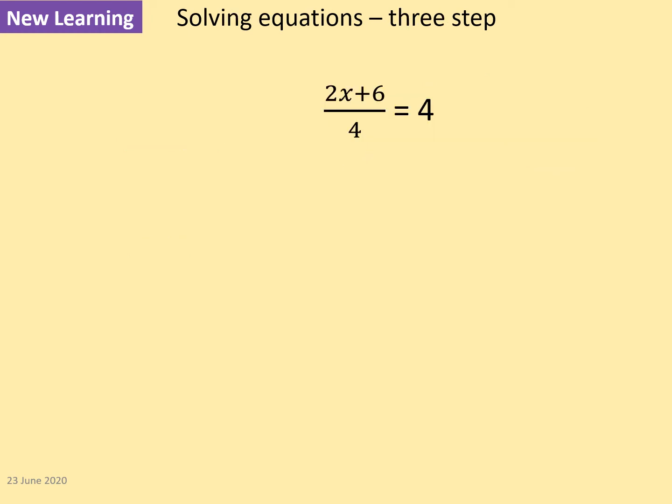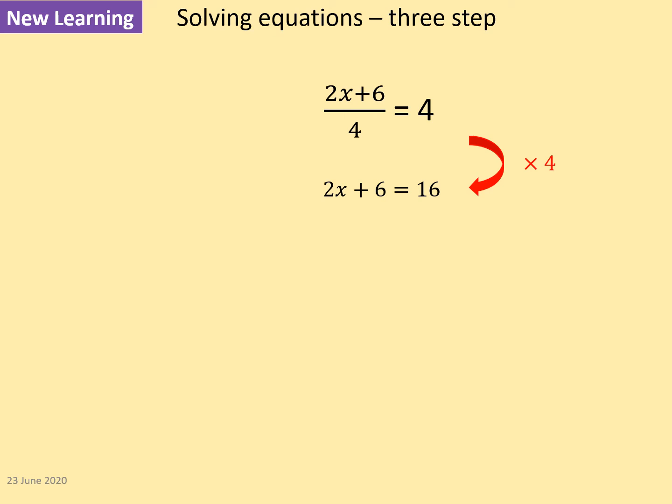Okay, so let's look at a three-step question. The question I've got here is that (2x plus 6) divided by 4 equals 4. You will notice that the last thing that happens when I said that was the divide by 4. So this is the first thing that we do the inverse of. And so obviously the inverse of divide by 4 is multiply by 4. So we multiply both sides of the equation by 4, which leaves us with 2x plus 6 equals 16.